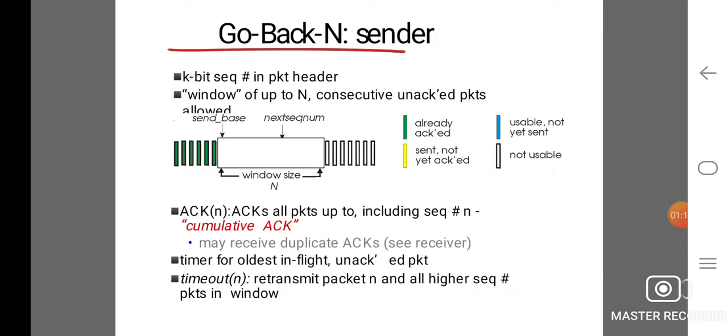ACK of n acknowledges all packets up to and including sequence number n. This is a cumulative ACK that may receive duplicate ACKs. At the receiver, there is a timer for the oldest in-flight unacknowledged packet. On timeout of n, retransmit packet n and all higher sequence number packets in the window.